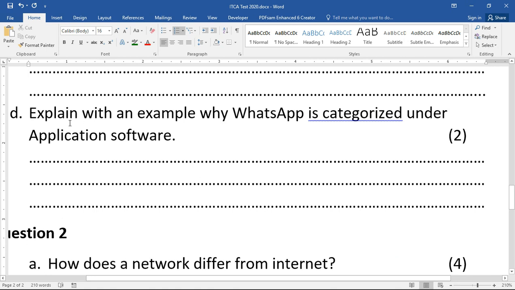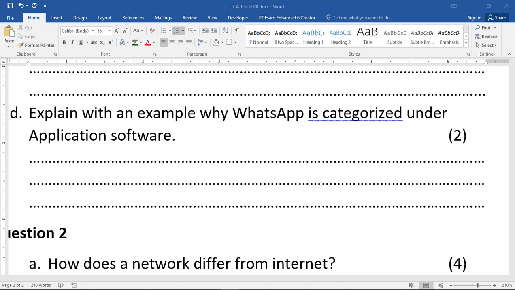Now is another question. Explain with an example why WhatsApp is categorized under application software. The first thing that you need to know is, what is it that is called an application software? So I will define it. It's just a program or a software or a group of programs designed for end users. By saying this, I mean the software itself is designed to solve real world problems for users.